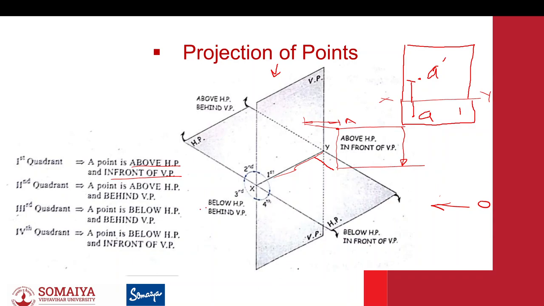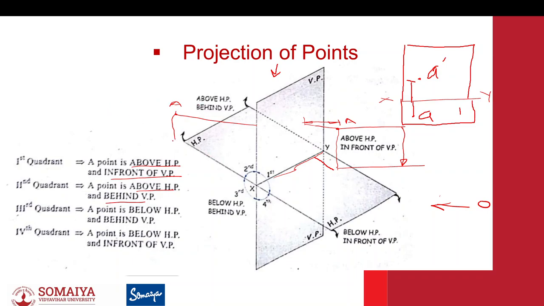If we take the same point A, and instead of the first quadrant, we say that the point is now in the second quadrant, then how are we going to denote it? Same notation, above the HP, but now we will designate it behind VP, because with respect to the observer position, now the point is behind the vertical plane. That's why we will call it above the HP, and this will be the distance behind the VP.